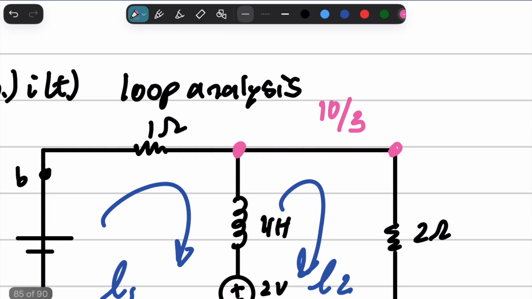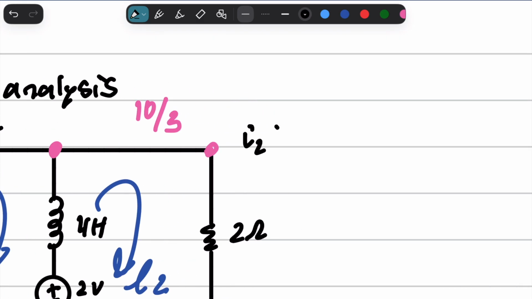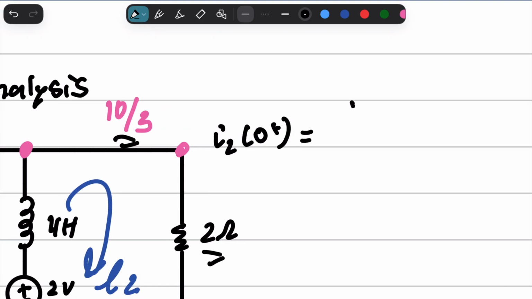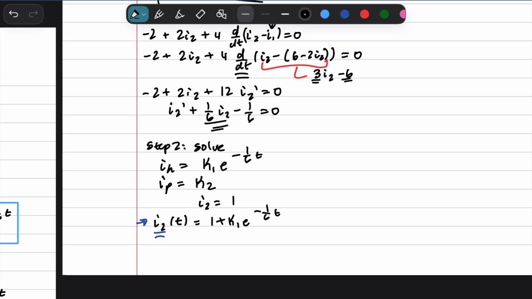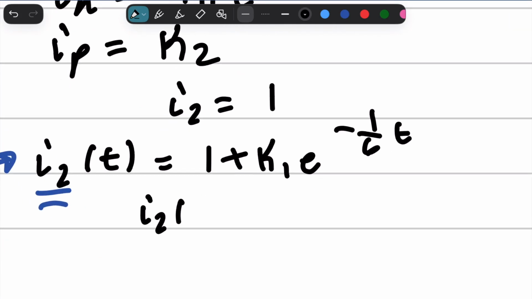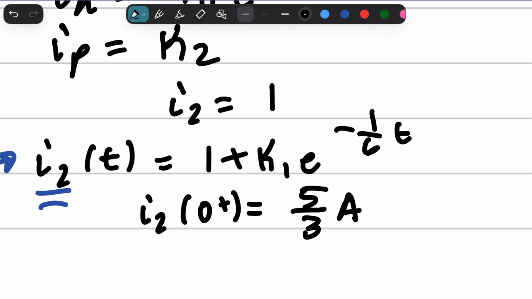Okay? And how can we define an initial condition, right? A current, when we have a resistance and a voltage? Ohm's law, V over R. And so we're going to get 10/3 over 2. Okay, so our initial condition that we're going to be using here is actually 5 over 3 amps. Mind-blowing, isn't it?